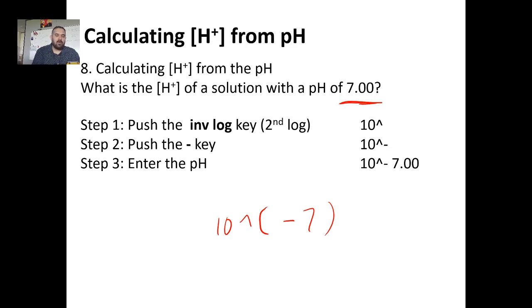All right, so let's do this again. Press second, log, and then negative 7. Did you push minus 7? You're going to do negative 7. Negative is the dash under the 3. So you should have got 1e negative 7. What is 1e negative 7? 1 times 10 to the power of negative 7.